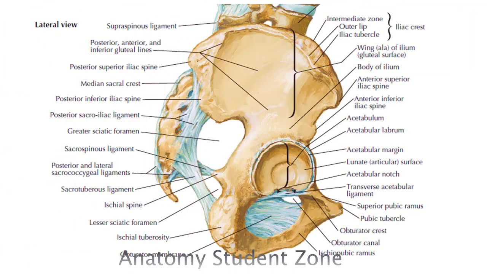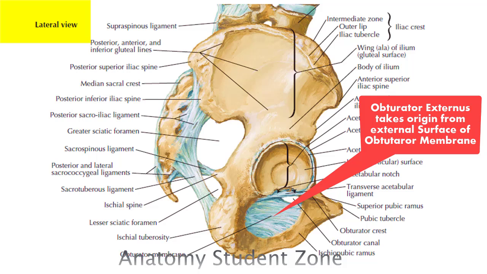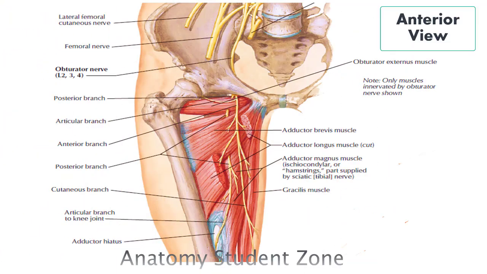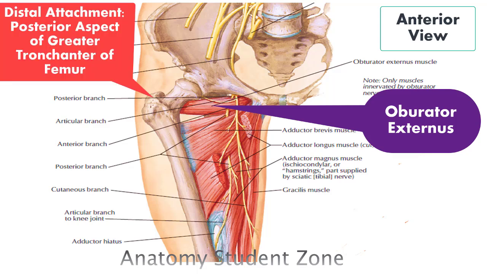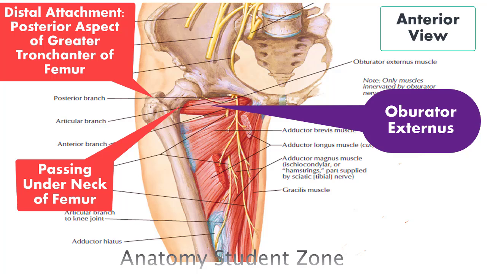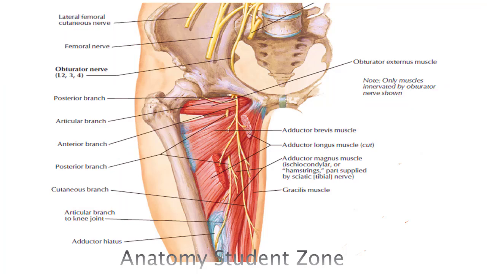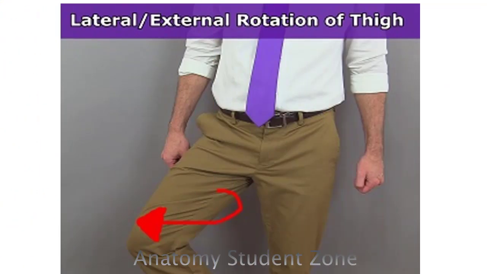So this is a lateral view of a pelvis and the obturator externus arises from the outer surface of obturator membrane. Then it gets attached to the posterior aspect of a greater trochanter of a femur, so this is anterior view. And we can see obturator externus is attaching at the posterior aspect of greater trochanter of a femur bone, and it is passing directly under the acetabulum and under the neck of a femur and getting attached at its point. So regarding the function, this muscle is different from other muscles because this muscle is a lateral rotator of thigh, and again this is also acting at hip joint.